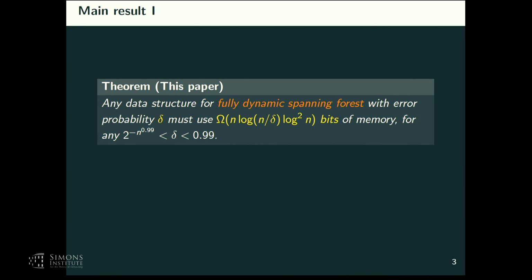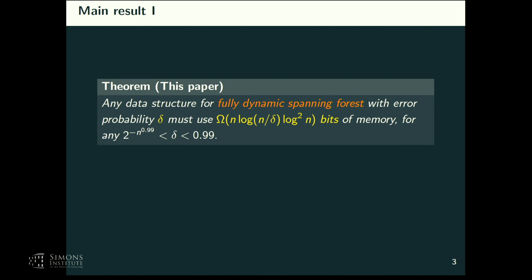So we show that any data structure for fully dynamic spanning forest with error probability delta must use n times log of n over delta times log n squared bits of memory, for any delta between 0.99 and 2 to the minus n to the 0.99.